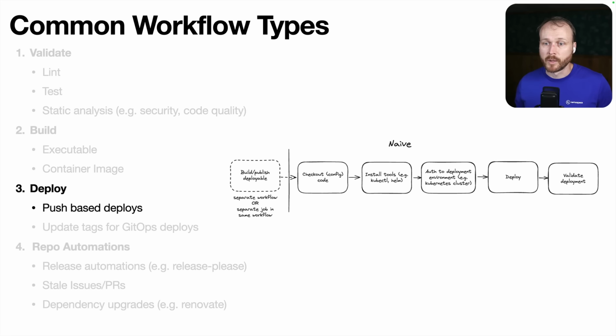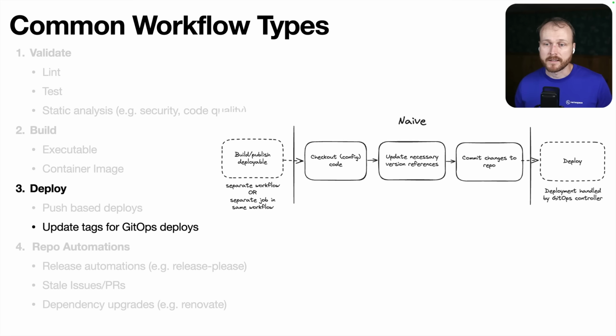The other type of deployment that is quite common these days is to use a GitOps approach. And so in this case, rather than authenticating and deploying directly into some environment, instead, we're going to modify some configuration that lives in Git and allow an agent running in the cluster to handle the deploy step. Again, this type of workflow would be kicked off at the end of some sort of build step. We want to check out the necessary configurations, update the version references in the Git repo where the deployment manifests live, commit those changes to the repo, and then from there, we'll allow the GitOps agent living in our deployment environment to take over and pull those changes in.